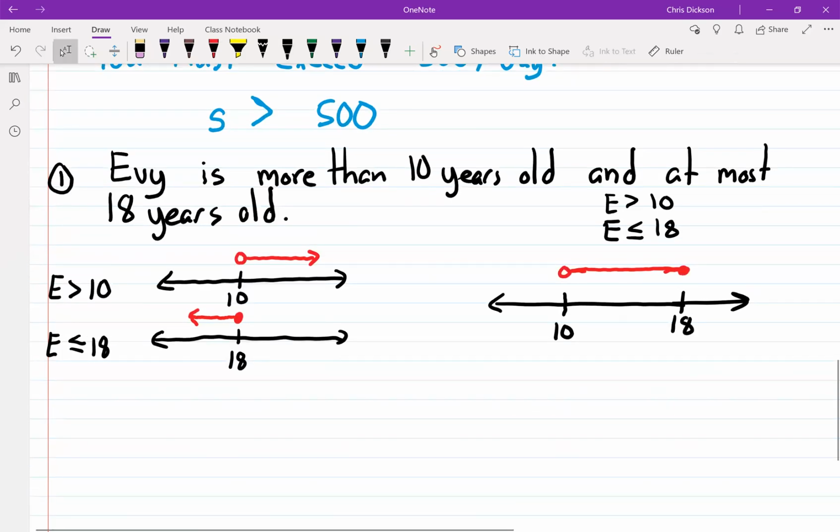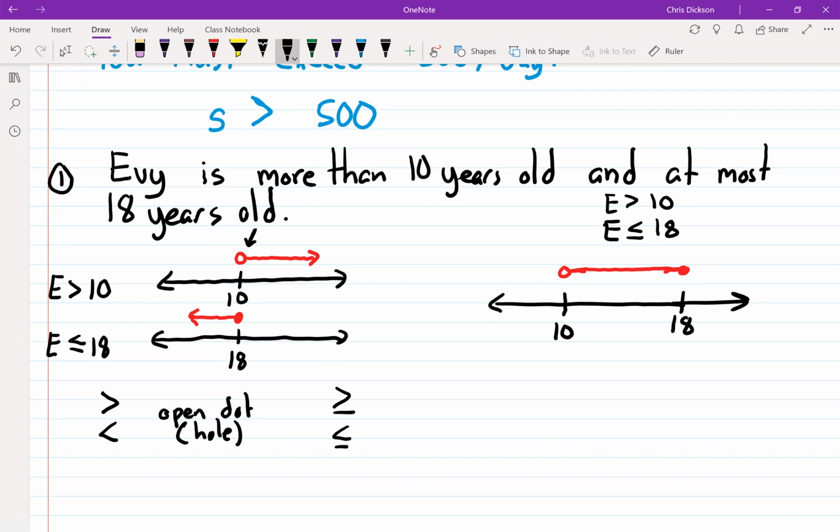So I just want to wrap this up here and say that if you have bigger than or less than symbols, you use an open dot, or you can think of it as a hole in it. And that's like this one right here, okay? And if you have bigger than or equal to, less than or equal to, then you use a closed dot, or I guess like, I'm not sure, it looks like a period almost. And that's like this one right here, okay? So open sometimes, closed sometimes, depending on whether you can be equal to those numbers.